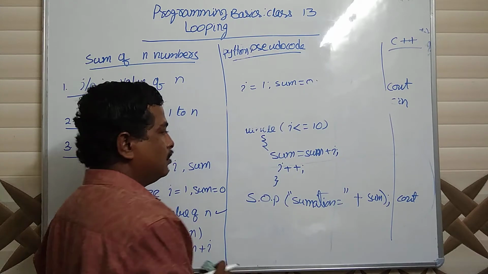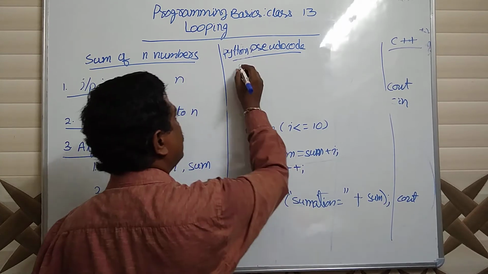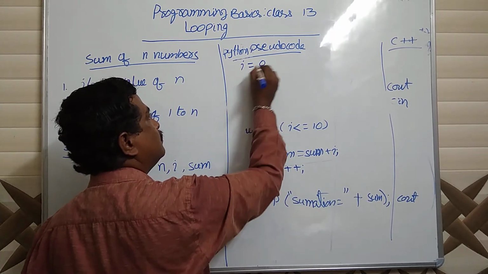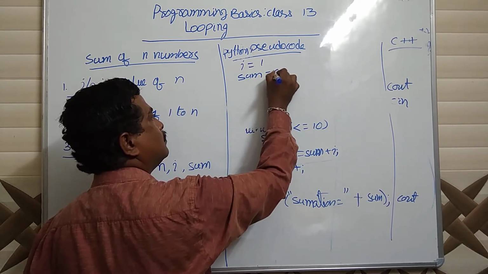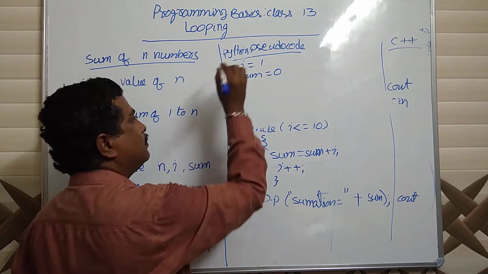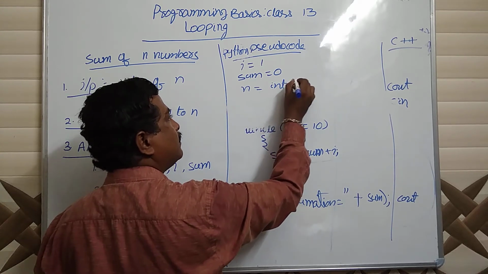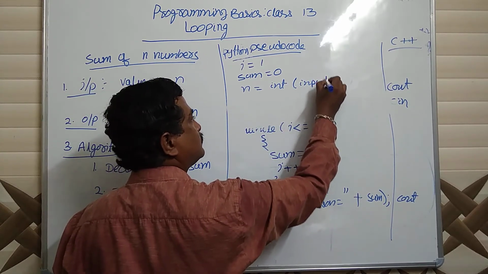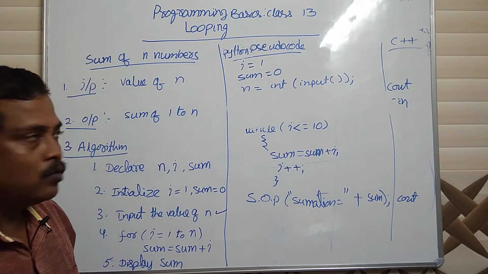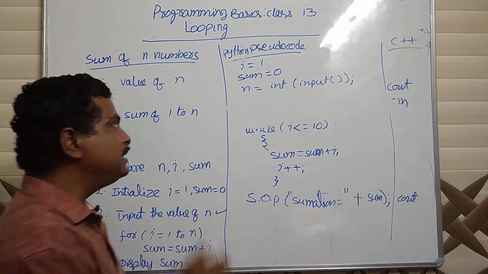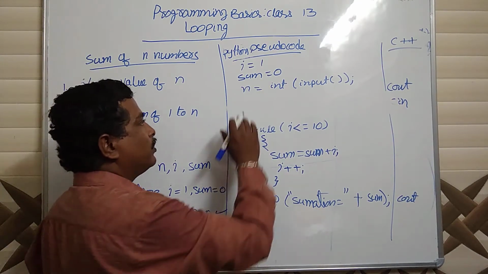Now the logic will not be changed, the logic will be the same. So here what happened, I will take sum, okay, then I have to input the n value. To input, I have to write int, then the input function. The input function receives data from the keyboard. So to consider it as integer input, I am taking int. It is explicit typecasting. Okay.